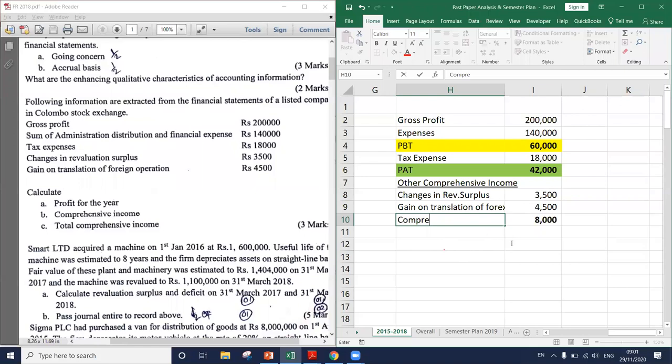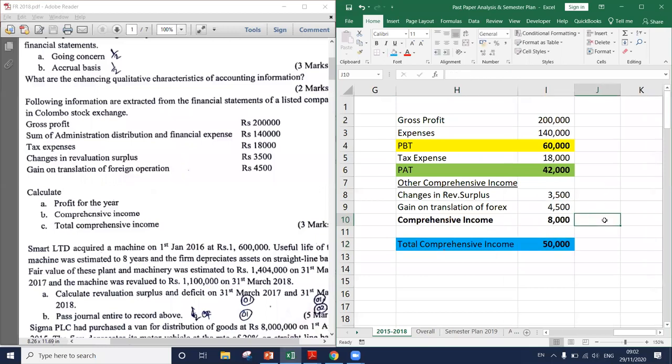Profit after tax and other comprehensive income added together. What is this? Total comprehensive income. Yes, this is what we call total comprehensive income. That should be the answer for part C. Total comprehensive income. So this is the answer for part B, 8,000. This is the answer for part C.